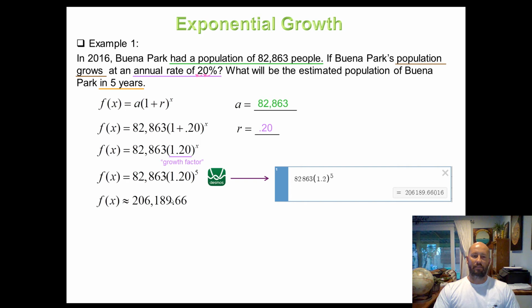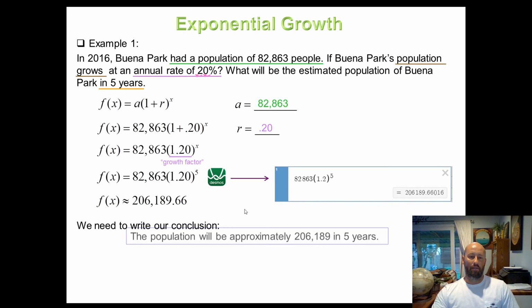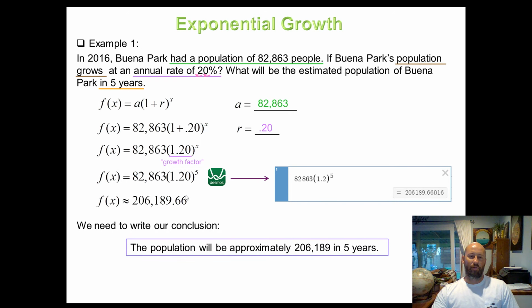So 206,189.66. Okay, so let's write a conclusion about this. So this is what we got. Now we can't say that there's 0.66 people. We can't say that. Okay, so we'll have to round here, and I think on mine I rounded wrong because I just dropped the 0.66. Okay, but that's how I would do it.